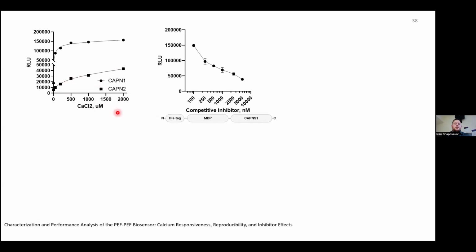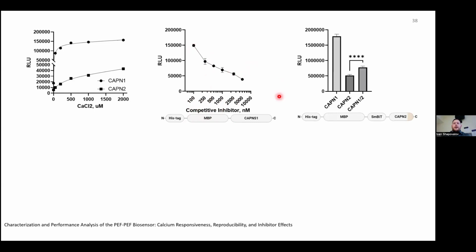Next, I expressed this construct, which was based on the large bit Calpain S1 construct, but it didn't have the large bit half of the biosensor, and I used this as a competitive inhibitor of my biosensor. What I'm showing here is that with the increasing concentration of this competitive inhibitor, we are losing the signal, which is just a proof of principle experiment to say that if we are to introduce a competitive inhibitor into our biosensor, we can actually observe that inhibition.